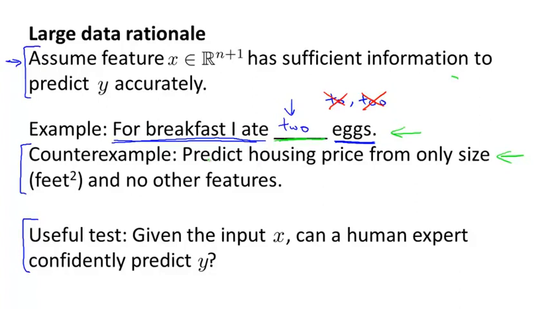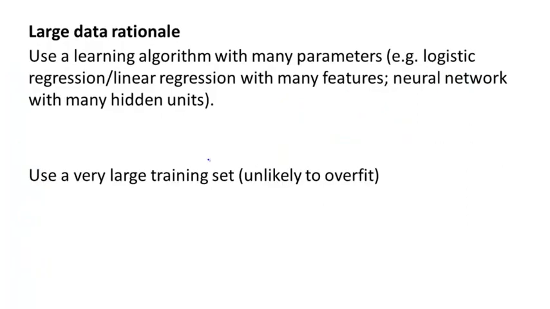So let's say this assumption holds. Let's see then when having a lot of data could help. Suppose the features have enough information to predict the value of Y, and let's suppose we use a learning algorithm with a large number of parameters. So maybe logistic regression or linear regression with a large number of features, or one thing that I often do actually, is use a neural network with many hidden units.